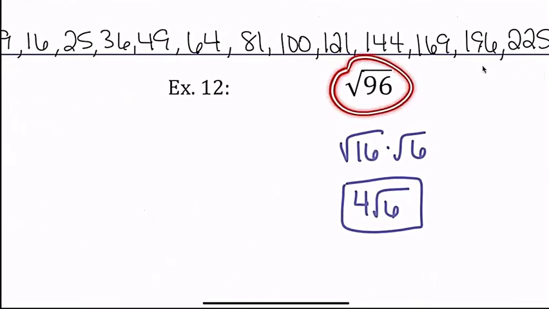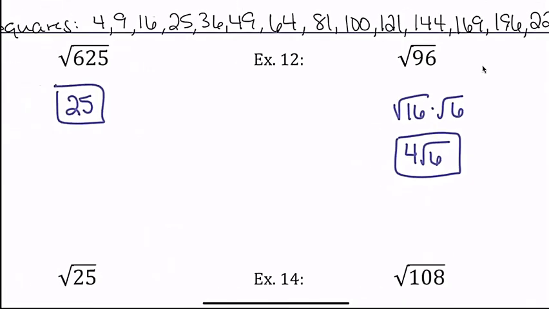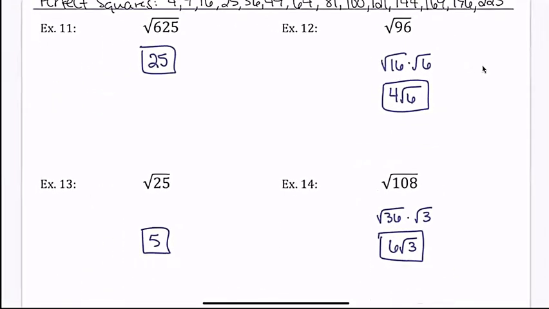We have 96. 10 times 10 is 100, and 9 times 9 is 81. So it'd be somewhere between 9 and 10, closer to 10. But since it's not an exact number, that's why we're simplifying. So for number 12, we could do 16 times 6, and the square root of 16 is 4. And then for number 14, it was 108. That is also not a perfect square, but it is 36 times 3, and the square root of 36 is 6. And there we go.